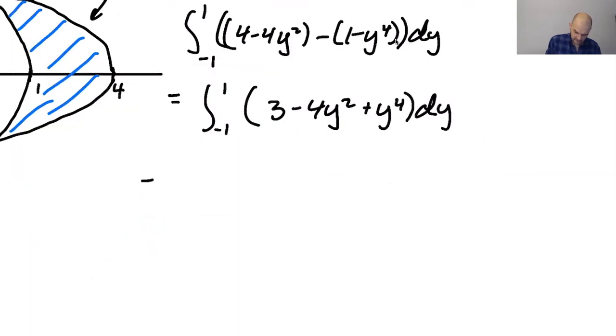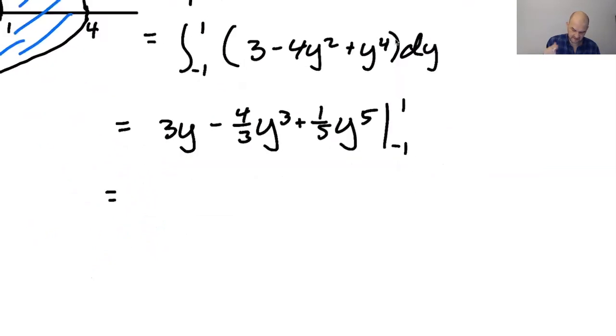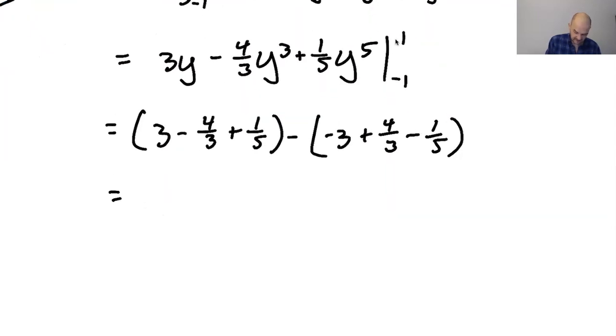Fundamental theorem, straightforward, I think. 3y minus 4/3 y cubed plus 1/5 y to the 5th, from negative 1 to 1. I should have done this the other way: you want to double it and go from 0 to 1, because you get to plug in 0 and life is a little better. 3 minus 4/3 plus 1/5 minus, then we get negative 3 plus 4/3 minus 1/5.